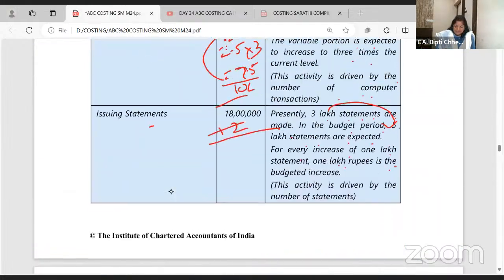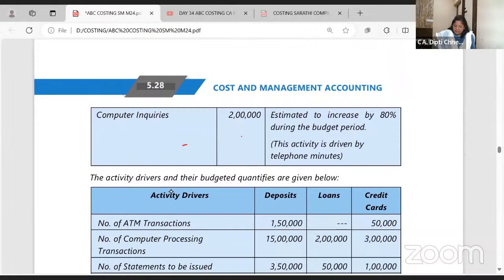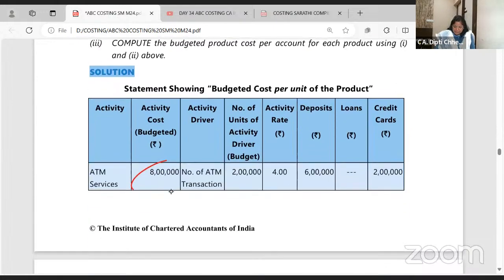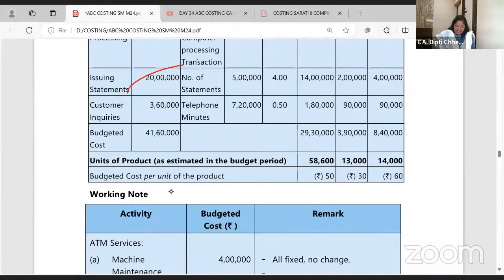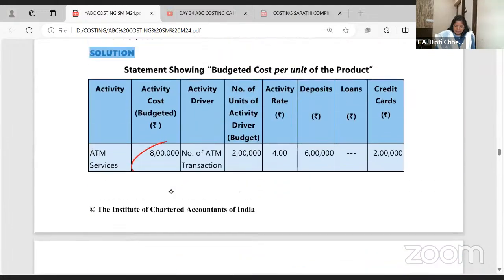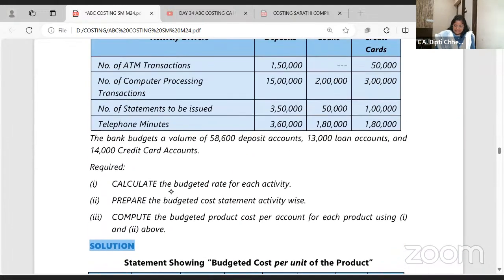So easy it is. Next is customer. 2 lakh is the cost of customer inquiry. It is estimated to increase by 80%. So 2 lakh into 180%. 2 lakh into 180%. That is 3 lakh 60. Next.